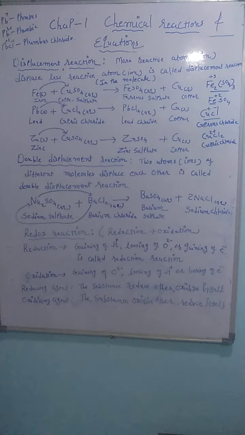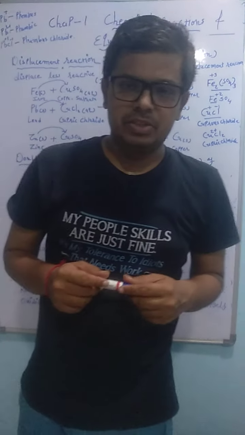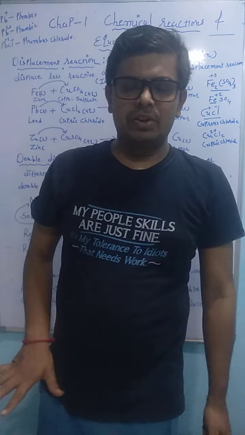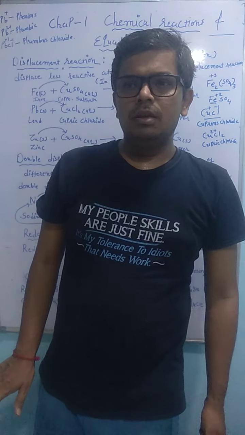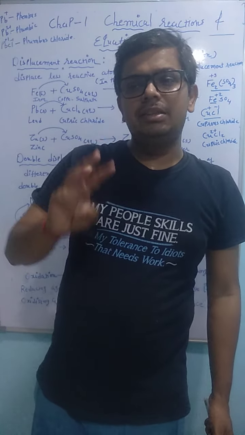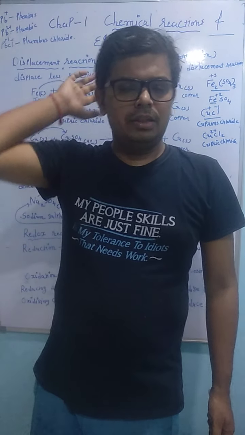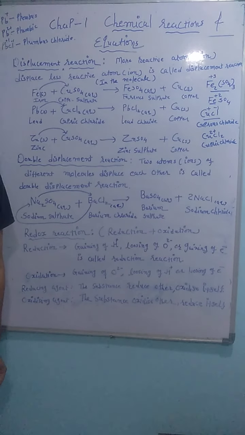Now the most important reaction we are going to learn, that is called the redox reaction. Redox means reduction plus oxidation reaction. Okay. So first we will learn the 3 definitions of reduction, 3 definitions of oxidation, and after that we will learn about the reducing agent and oxidizing agent. Okay. Redox reaction is made up of reduction plus oxidation.